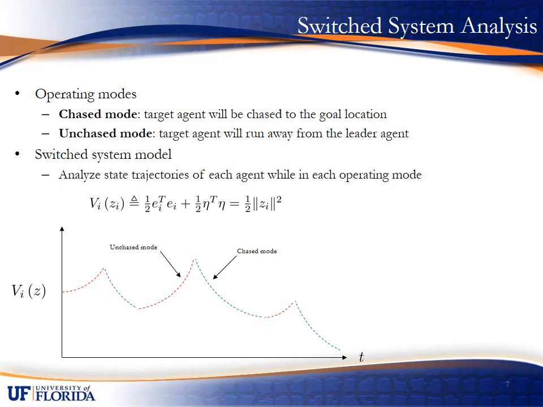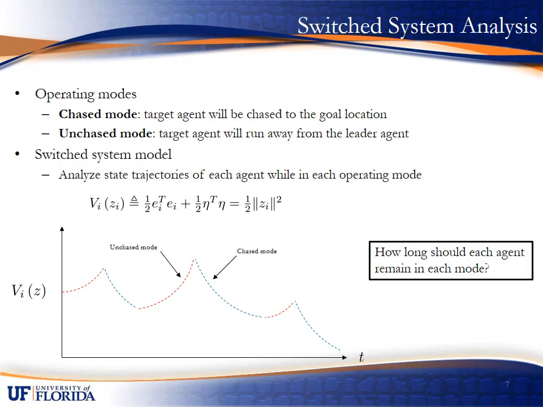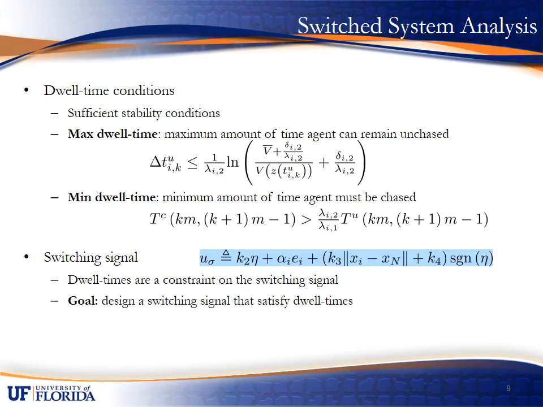And with this model, the next question is, how long should each agent remain in each mode in order to ensure that our control objective is achieved? Now from our switch systems model, we are able to extract dwell time conditions on our switching signal, and if we're able to satisfy those conditions, we'll ensure stability of our switch system.